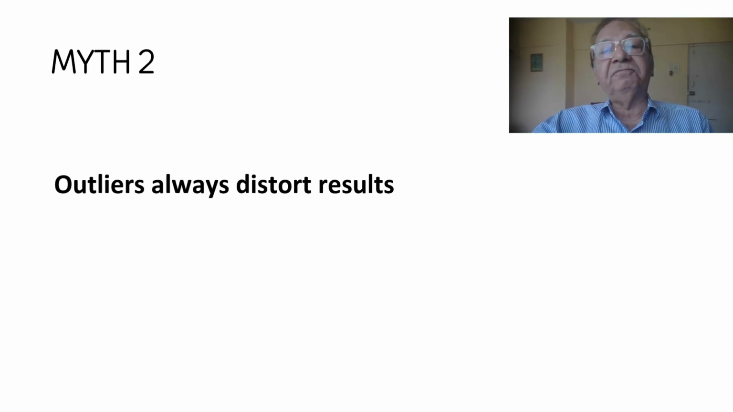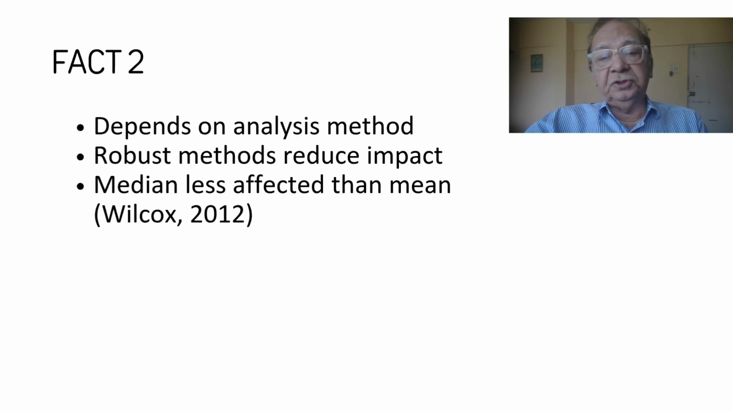Myth 2 versus fact 2. Another misconception is that outliers always distort results. In reality, their impact depends on the method used. Robust statistics such as the median are less sensitive to extreme values. Wilcox discusses how modern statistical techniques can handle outliers effectively.